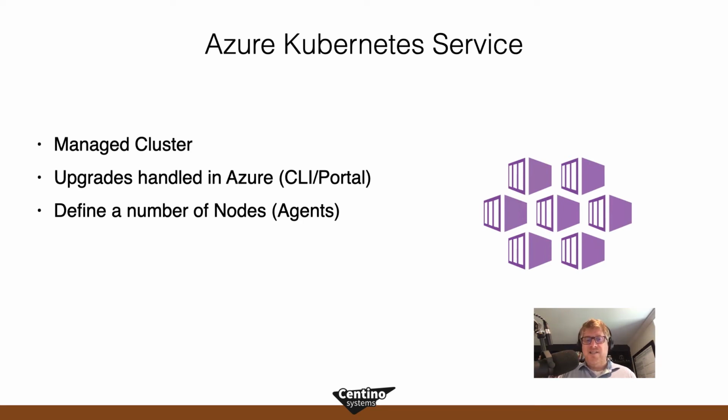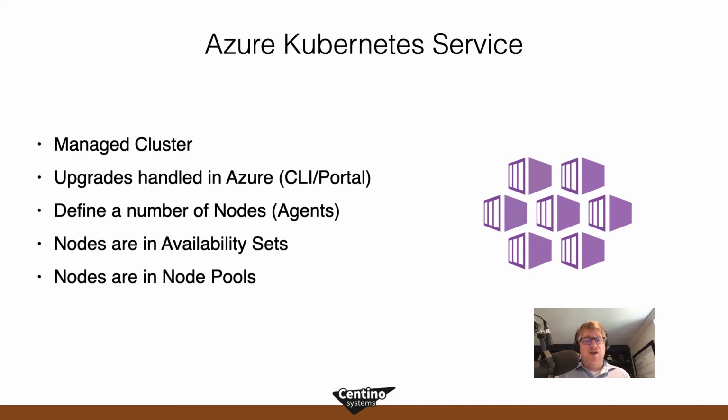Now I have the word agents in parentheses here. You'll see in some of the Azure documentation and on the portal that nodes are referred to as agents sometimes, but in Kubernetes terms, those are nodes. Nodes are going to be deployed in availability sets, so you get the redundancy there, and they're also deployed in what are called node pools, so you can commingle potentially different sized virtual machines inside of Azure. I just let the secret out there.